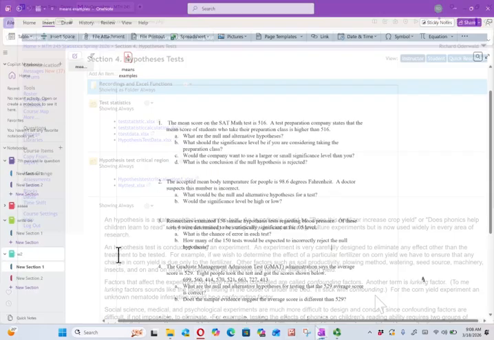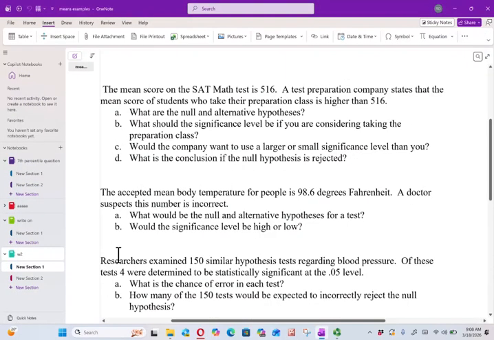These are hypothesis test examples. And you need to write down what the null hypothesis is, what the alternative hypothesis is, where the rejection region, where the critical region is, to test for significance, what's the t-value, etc. Okay, so the first one, the mean score is 516. A test prep company wants to say that they can raise that score.